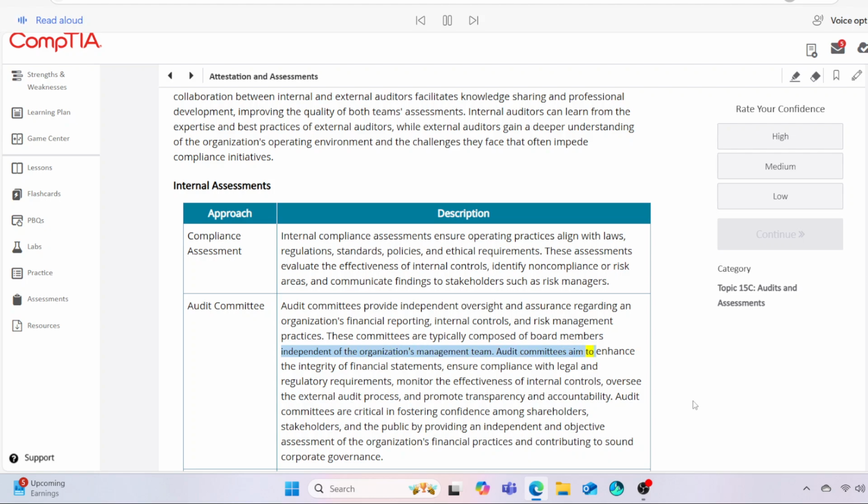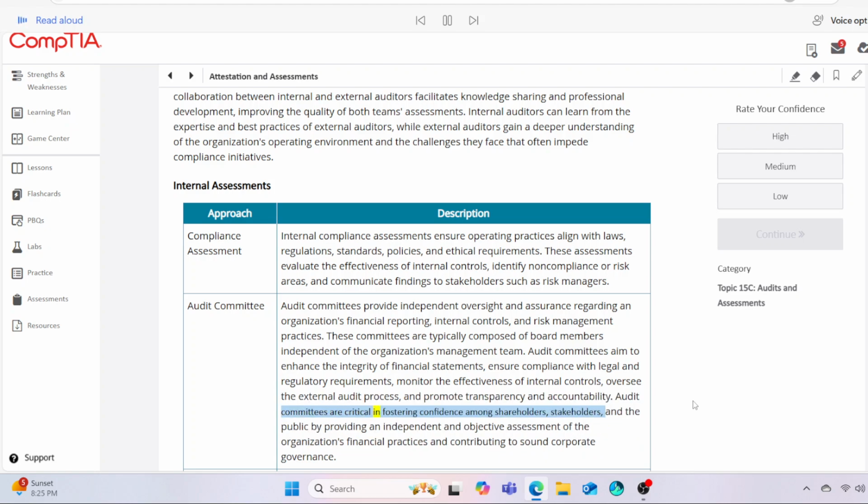Audit committees aim to enhance the integrity of financial statements, ensure compliance with legal and regulatory requirements, monitor the effectiveness of internal controls, oversee the external audit process, and promote transparency and accountability. Audit committees are critical in fostering confidence among shareholders, stakeholders, and the public by providing an independent and objective assessment of the organization's financial practices and contributing to sound corporate governance.